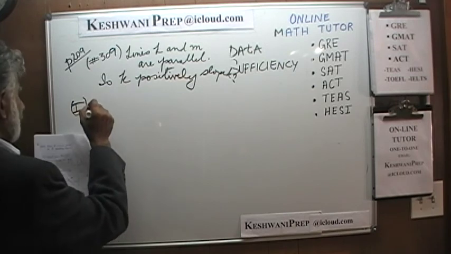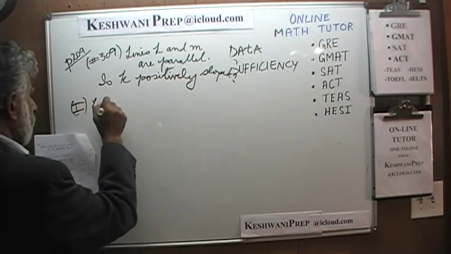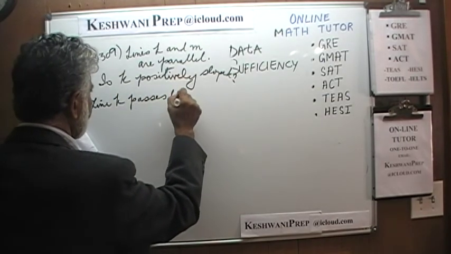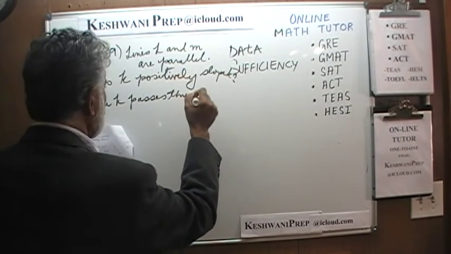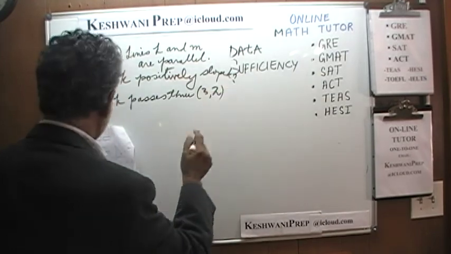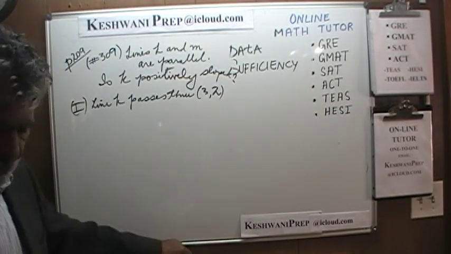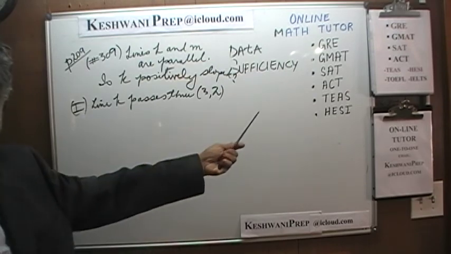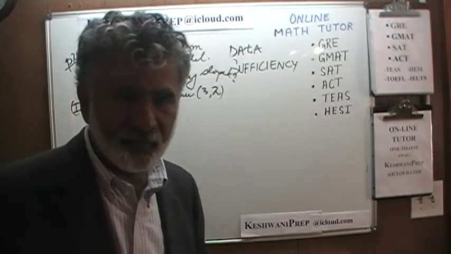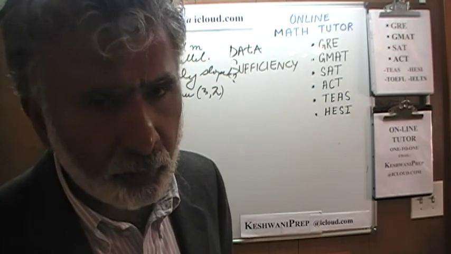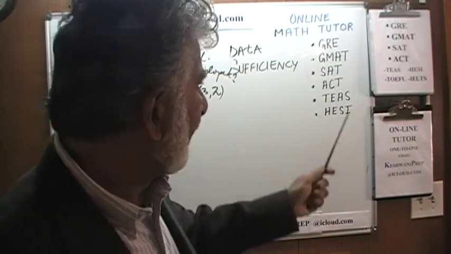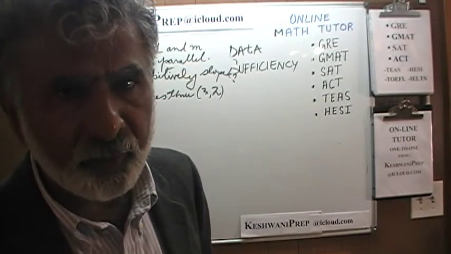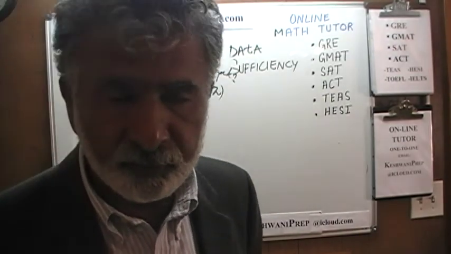First statement tells us that line K passes through 3, 2. And I hope that you're able to tell right away just by looking at it without having to do any work at all, because that's the whole idea. As I keep reminding you over and over again, these are called data sufficiency. We don't actually have to do it out. We simply have to realize whether or not we have sufficient data.